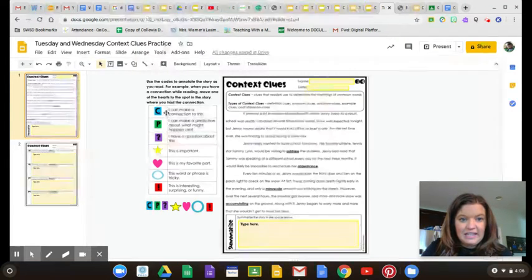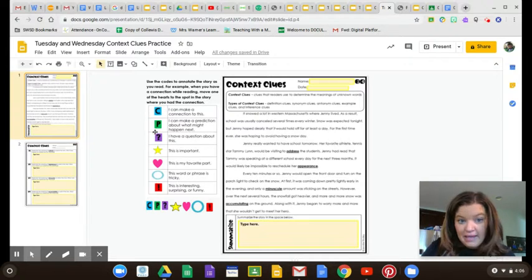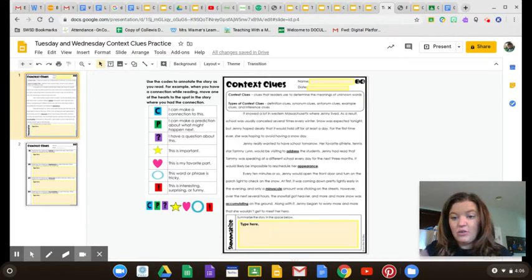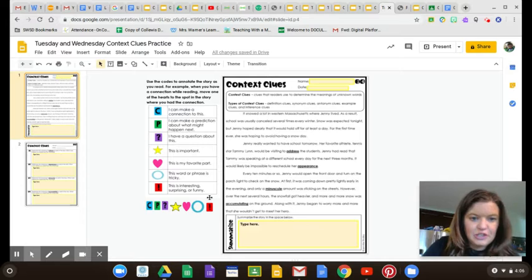So the C is I can make a connection. The P means I can make a prediction about what might happen next. A question mark is I have a question about this. The star is this, you think that particular part of the story is important. This is my favorite part, is the heart. And circle words or phrases that you think are tricky. And then this is an interesting or surprising part.